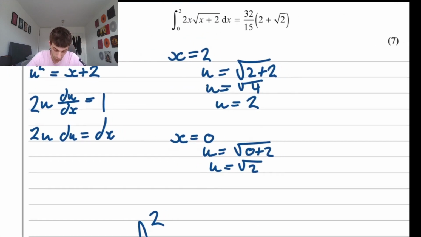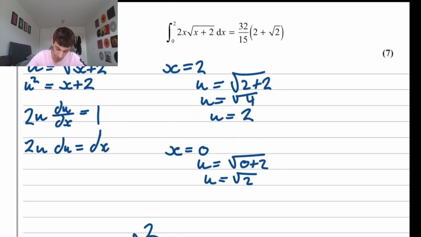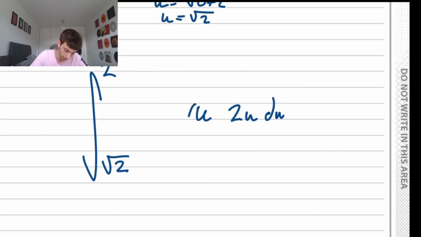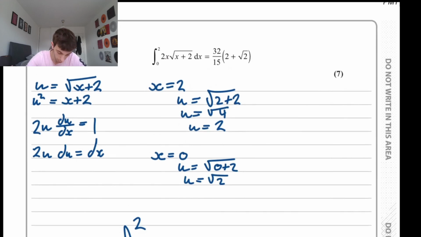Perfect. What do we also know? We know that the square root of x plus 2 will be equal to u. So we can also write that in right now. Let's draw some brackets in to make it very clear. So what have we done? We changed the dx, we changed the limits, and we changed the square root of x plus 2 to be u.